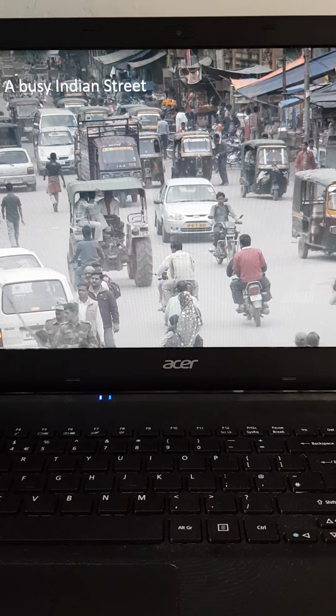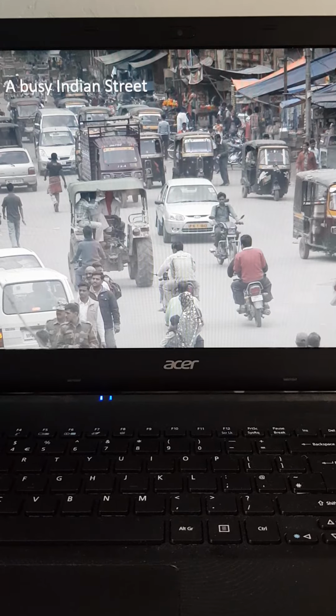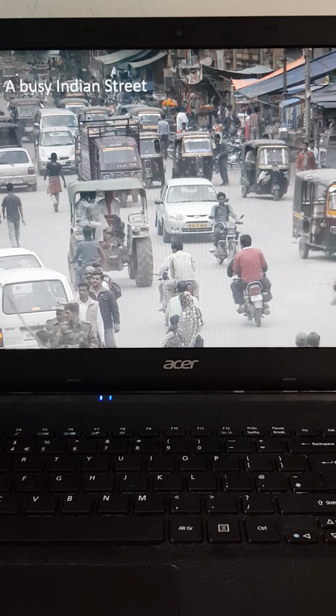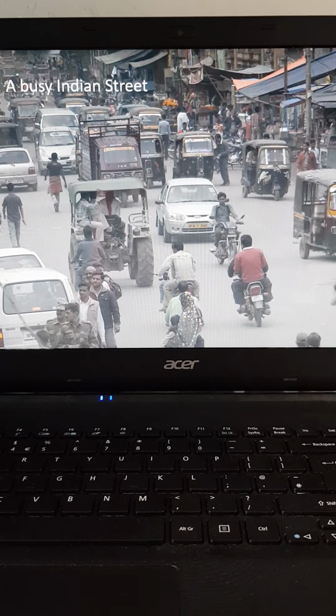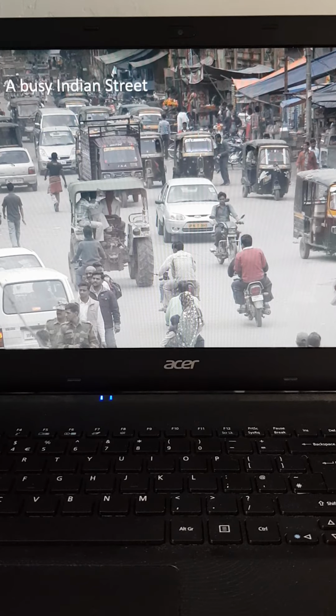A busy Indian street, somewhere very different this time. But again, think about how you would describe this image. What words could we use to describe this image? What can you see? What can you hear? What can you smell? How would you feel if you were there? And is this somewhere that you'd like to visit and why?